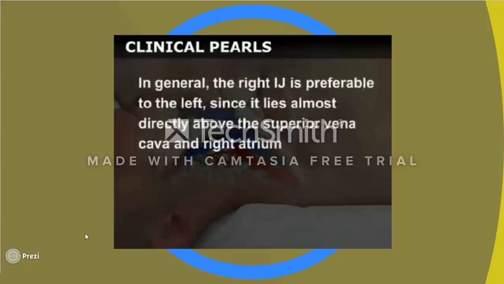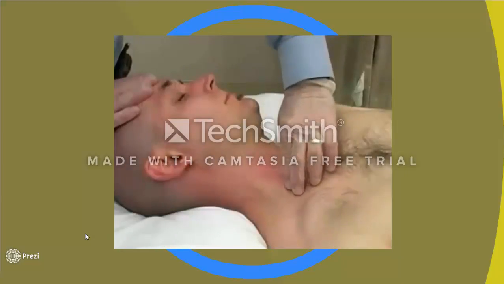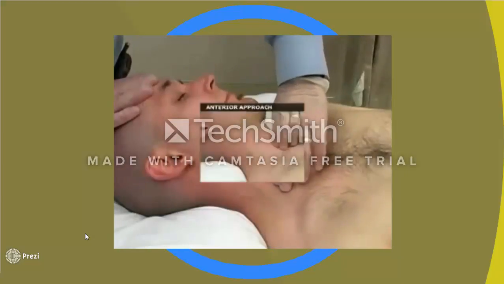In general, the right IJ is preferable to the left, since it lies almost directly above the superior vena cava and right atrium. There are 3 approaches to internal jugular cannulation.